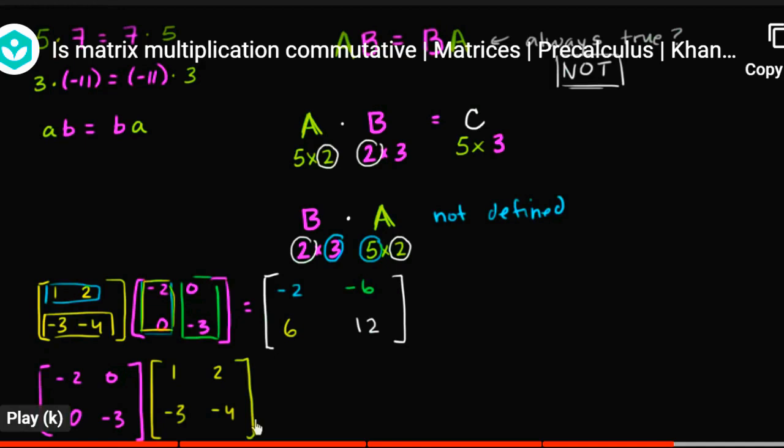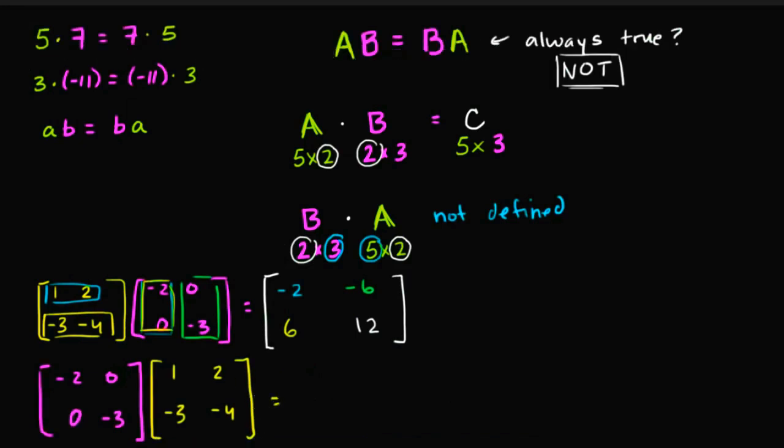2 times 4 is 4 times 2, it's 8 either way. Let's see if it works with matrices. So pay attention here. That was our answer when we multiplied A times B. Now let's see what it is when we take B times A. What's this going to be equal to? And as always, it's a good idea to try to pause it and work through it on your own.